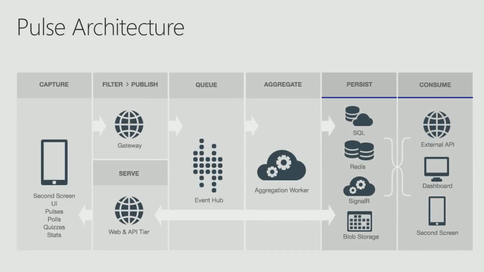To recap, when you vote on the second screen, your vote goes into the gateway where it's filtered out. Assuming it passes validation, it's then dropped into the Event Hub queue, which in turn is pulled off by the aggregation worker. Once the aggregation worker properly validates it, it pushes that data to SQL, Redis, and SignalR. As needed, that data then goes to the external API, the dashboard, and back to you with the second screen.